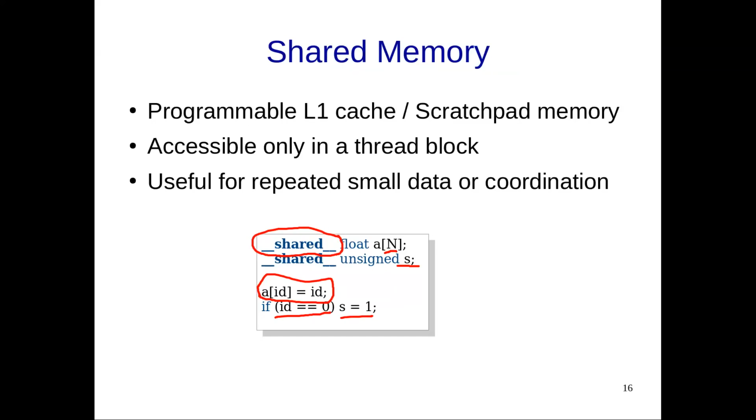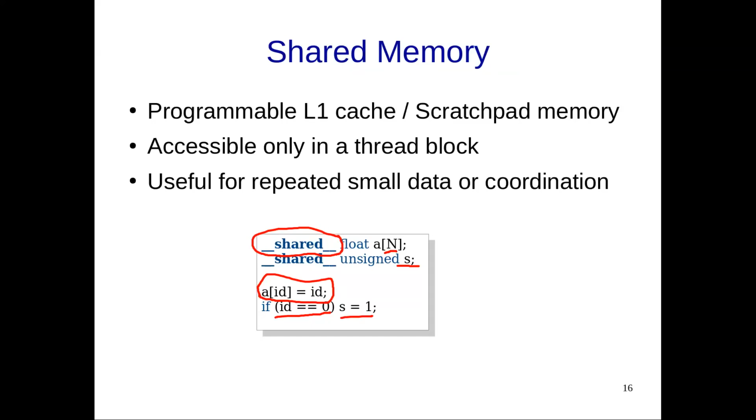So what is this ID that I'm talking about? Any suggestions? Thread ID. Okay, why is that? Because this shared memory is accessible only inside the block, so it should be 1 to 32. Yeah. Okay. So as Yuvraj has rightly pointed out, this memory is accessible only within a thread block.